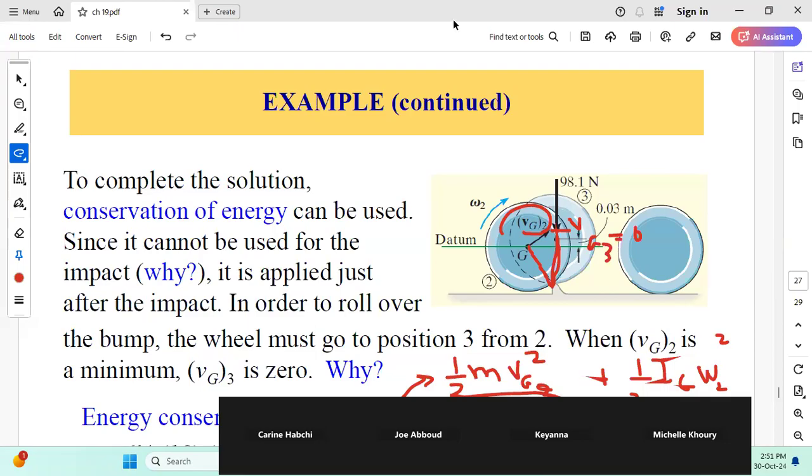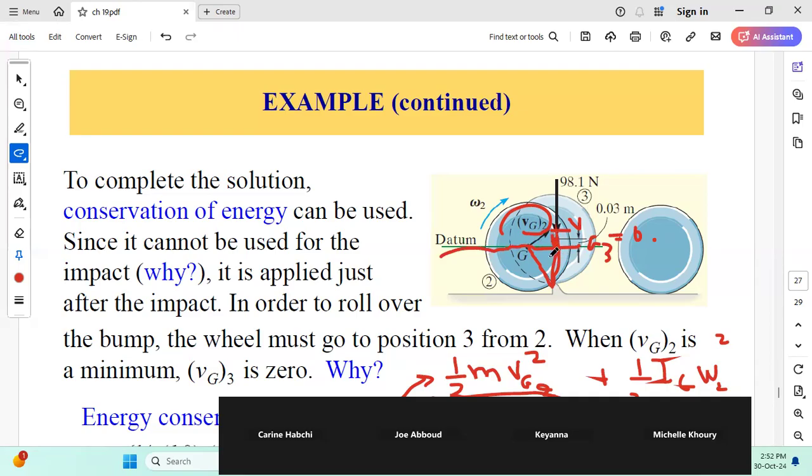Okay? So now, what will happen then? You have to find omega 2. At state 3, what do you have? T3 is 0. Now, concerning the potential energy, for gravitational potential energy we need to select a datum, a reference. So you can, if you want, consider that the datum is at position 2, passing by G at position 2. So what will be the gravitational energy at state 2? 0. And what is the gravitational energy at state 3?